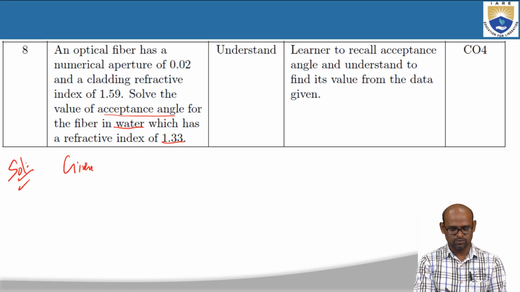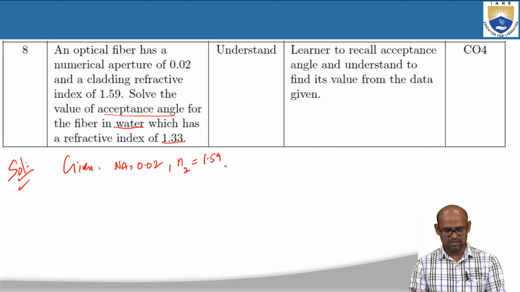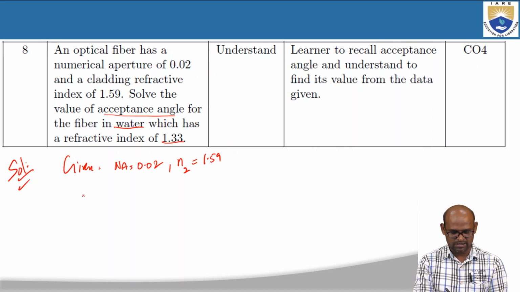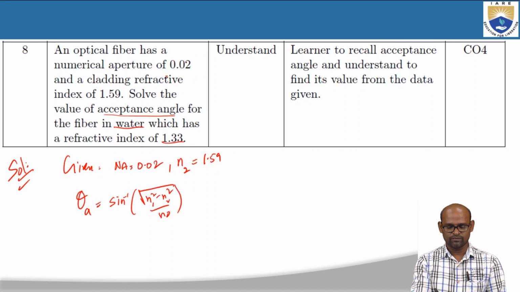They have given the numerical aperture as 0.02, and the cladding refractive index n2 is 1.59. They are asking us to calculate the acceptance angle. So the acceptance angle theta A is sine inverse of square root of n1 square minus n2 square by n0. They are saying that without water the numerical aperture is 0.02.